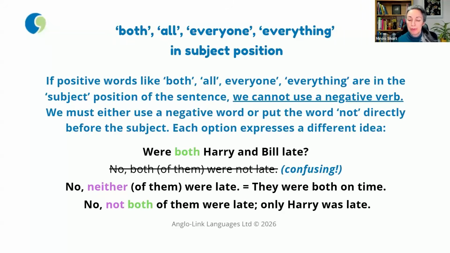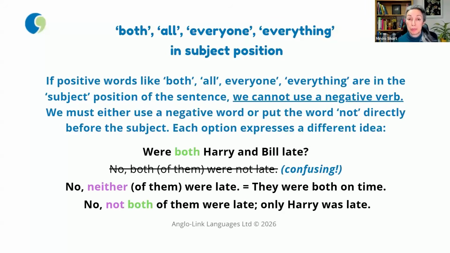And to finish, I'd like to mention a very important point, and that is, if positive words like both and all, everyone, everything are in the subject position of your sentence, we cannot use a negative verb. We will confuse our listener. We must either use a negative word or put the word not directly before the subject. And once again, each option expresses a different idea. So let's look at 3 examples to make this absolutely clear for you.